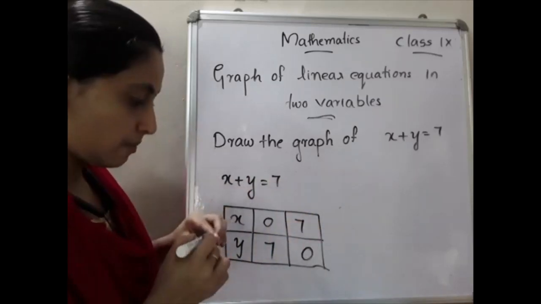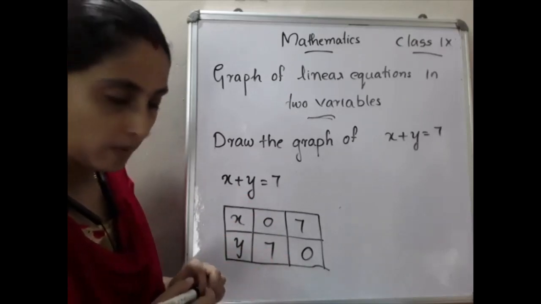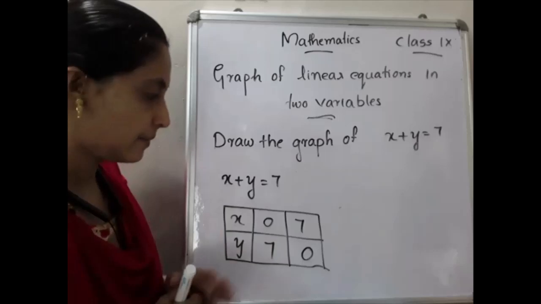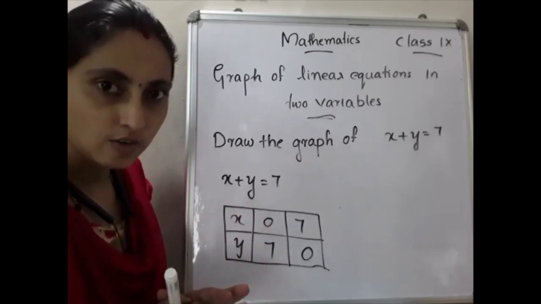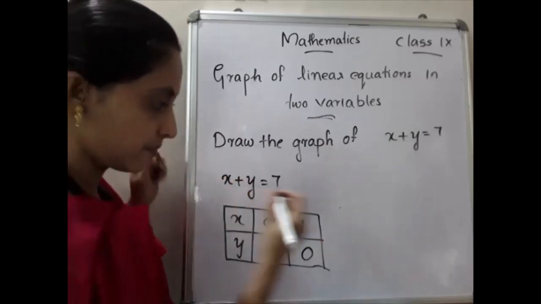A minimum of 2 points is needed. If you need one more point, you can find it, no problem. Here we already got the 2 points, so this is enough. But 2 or 3 points you have to find. If you want one more point, you have to substitute 1 here. Okay, I will do that also.